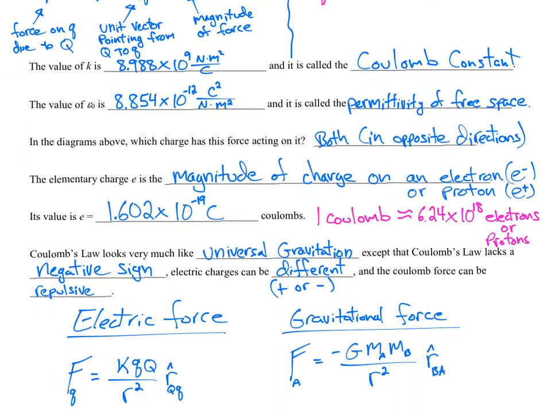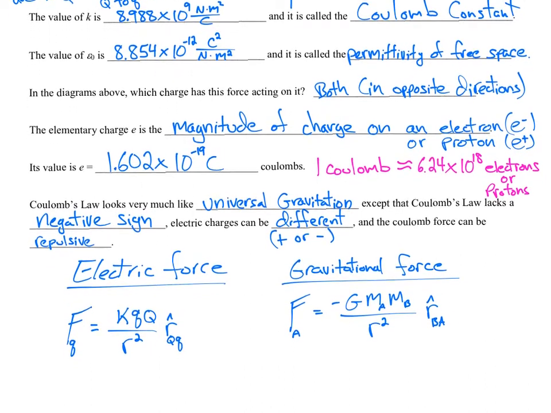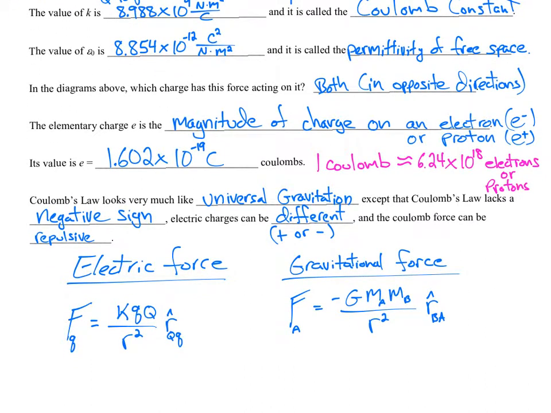Continuing on, the rules that we just learned look very much like Newton's universal gravitation. The only difference is that Coulomb's law lacks a negative sign, and electric charges can be different. They could be plus or minus. Gravitational charges, masses, always have to be positive. And so the Coulomb force can also be repulsive, which is not the case with gravity. Gravity was always attractive.